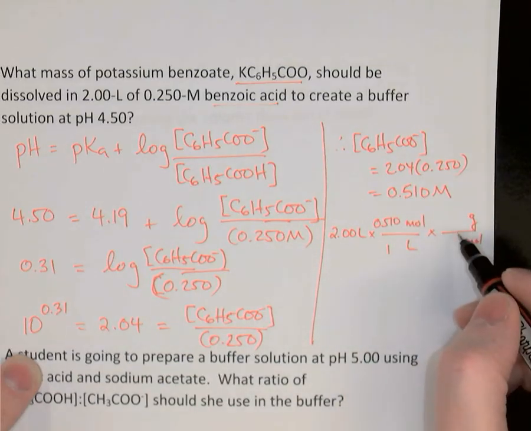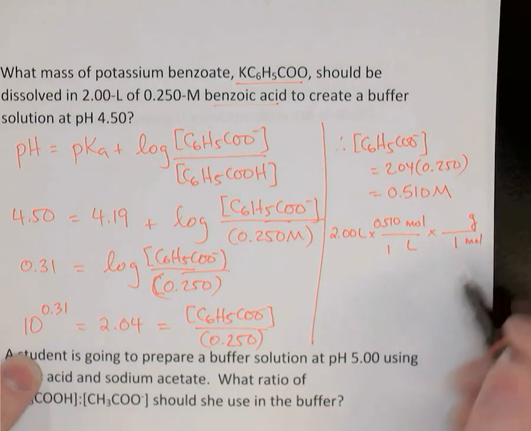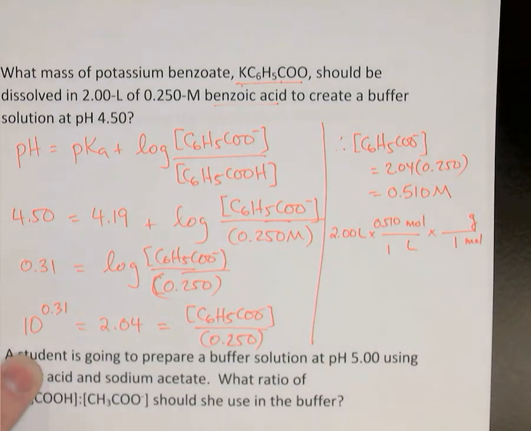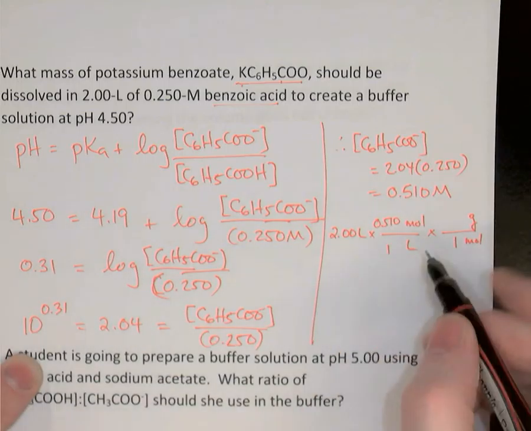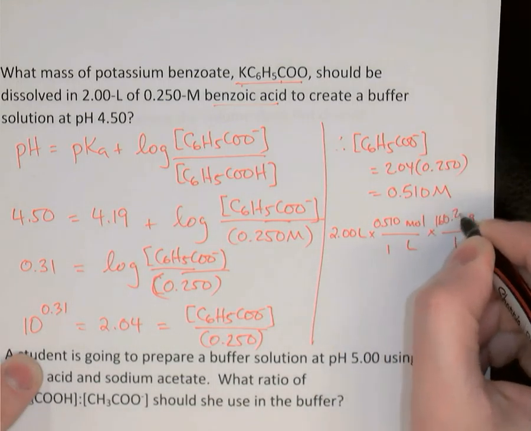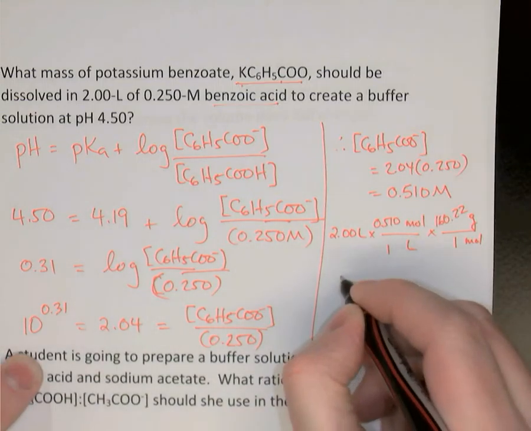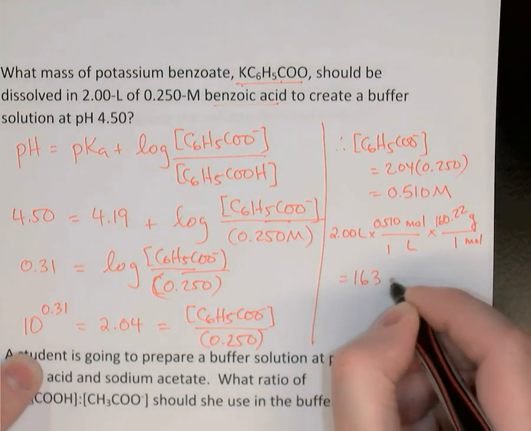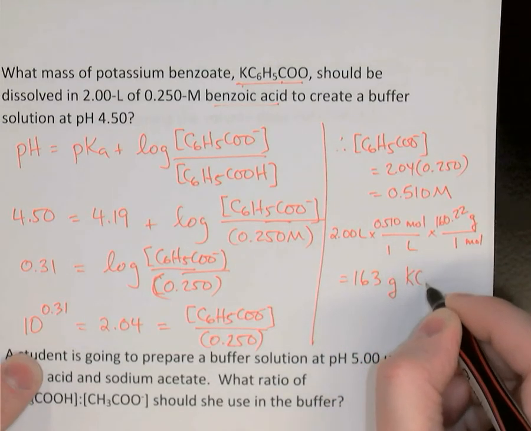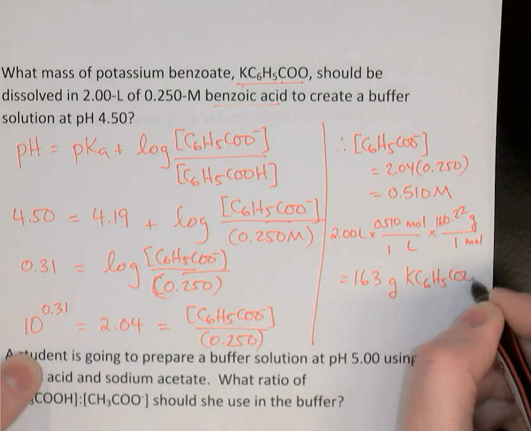And this is our molar mass. So 1 mole of potassium benzoate. Quickly calculate its molar mass. 39.1 plus, let's see, there's 7 carbons. And we have 2 oxygens, and we have 5 hydrogens. So 160.22 grams. So 2 times 0.51 times 160.22, we need 163 grams of potassium benzoate.